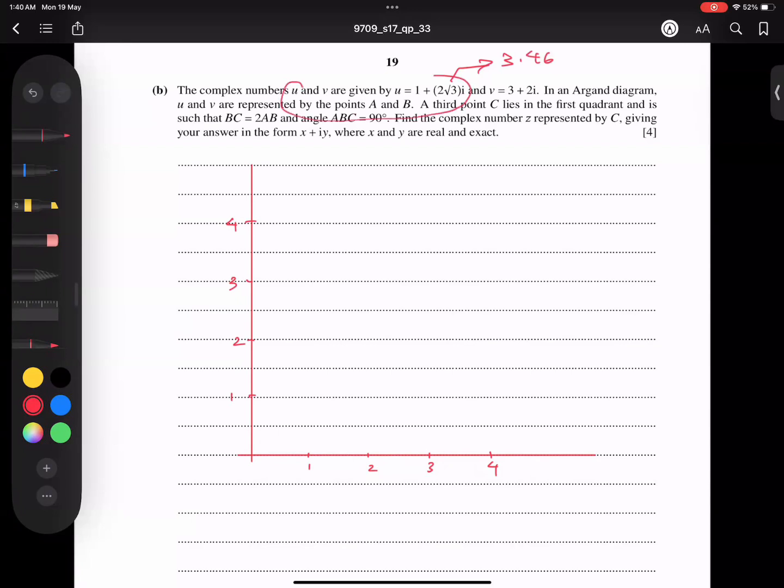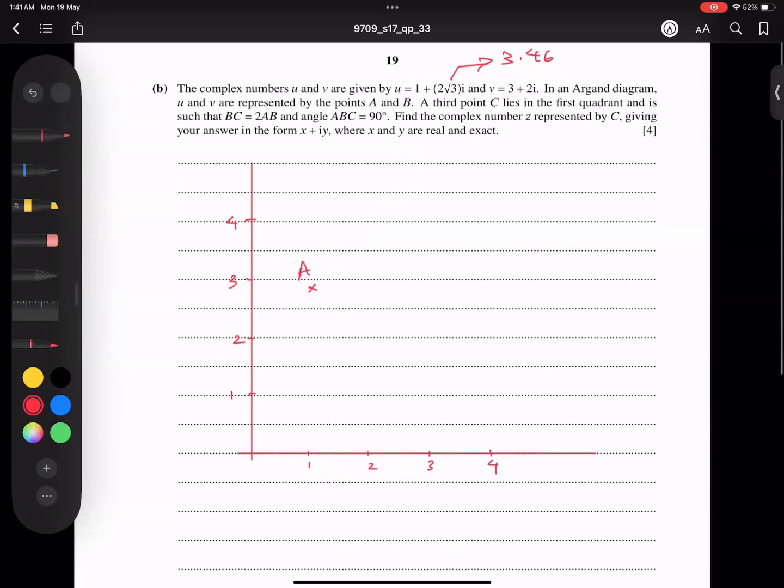So u is representing 1 plus this one. So 1 is this, you can see from here, and 2 root 3 is 3.46, something here. If I mark it, I can get this point here, and this is represented by A. I'm writing the coordinates here: 1, 2 root 3. I think this part is clear.